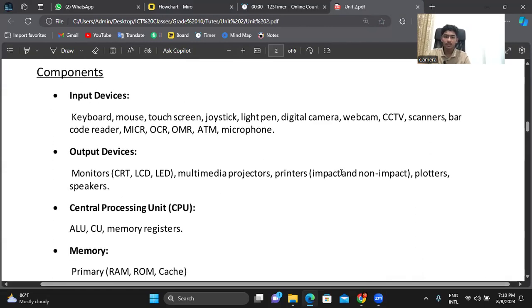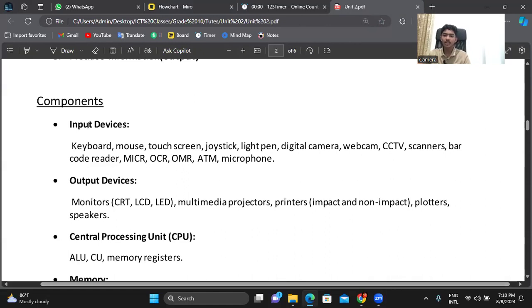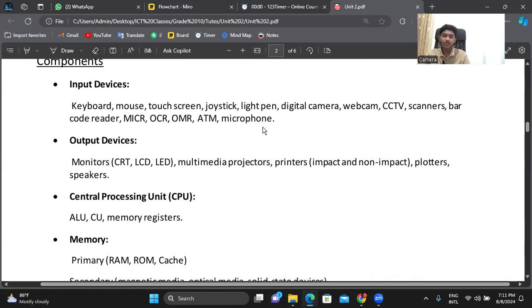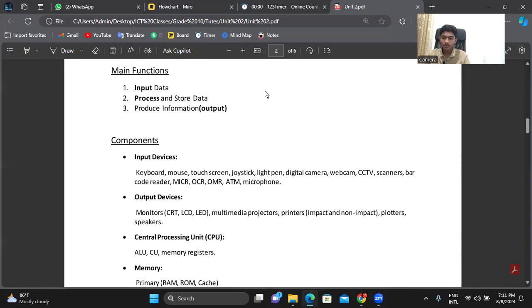Components was the topic we discussed last. We discussed input devices, output devices, the central processing unit, and memory. So we were talking about this one. The basic functions of a computer are input, processing, and output. That is what we discussed last week. Every single thing done in the computer comes under those input, process, and output functions. Okay.